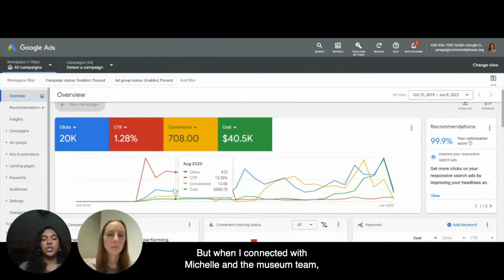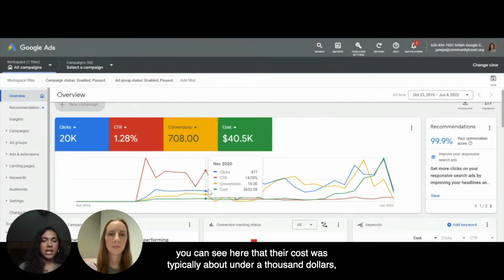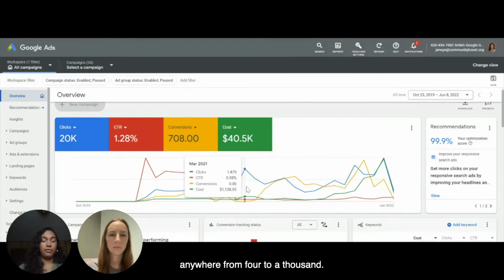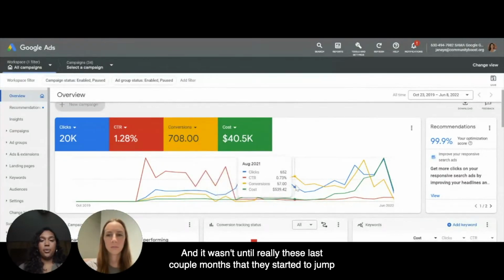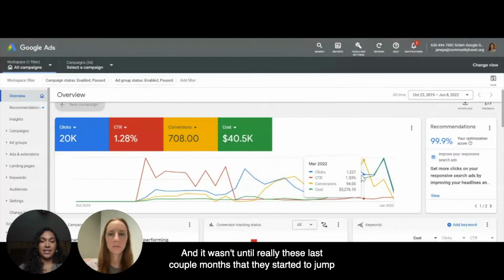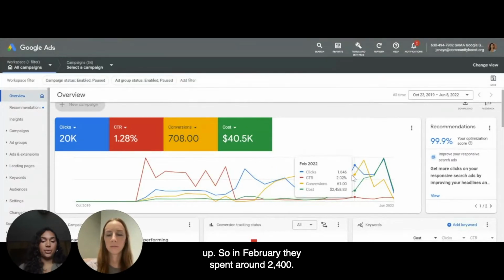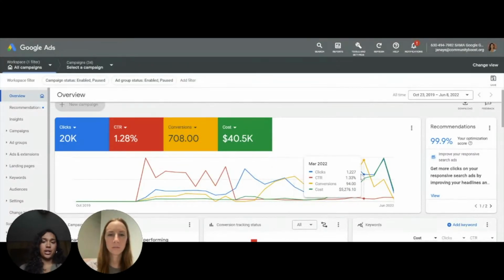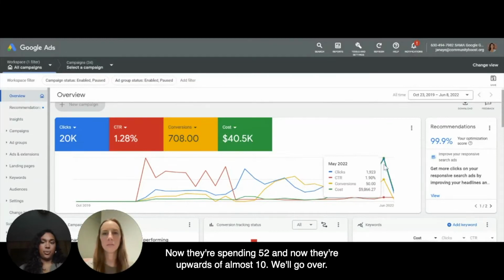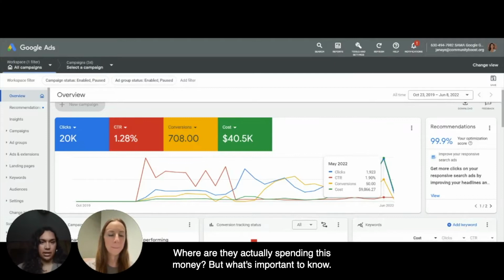But when I connected with Michelle and the museum team, you can see here that their cost was typically under $1,000, anywhere from $400 to $1,000. And it wasn't until really these last couple months that they started to jump up. So in February, they spent around $2,400. Now they're spending 5K, and now they're upwards of almost 10. We'll go over where they are actually spending this money.